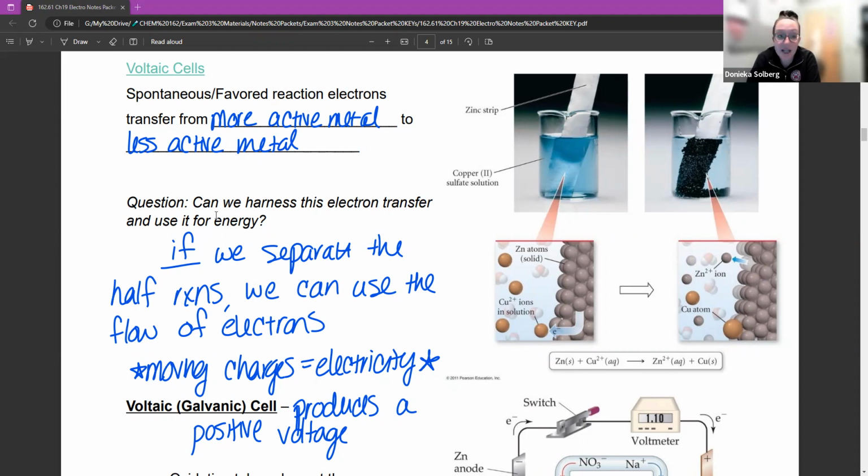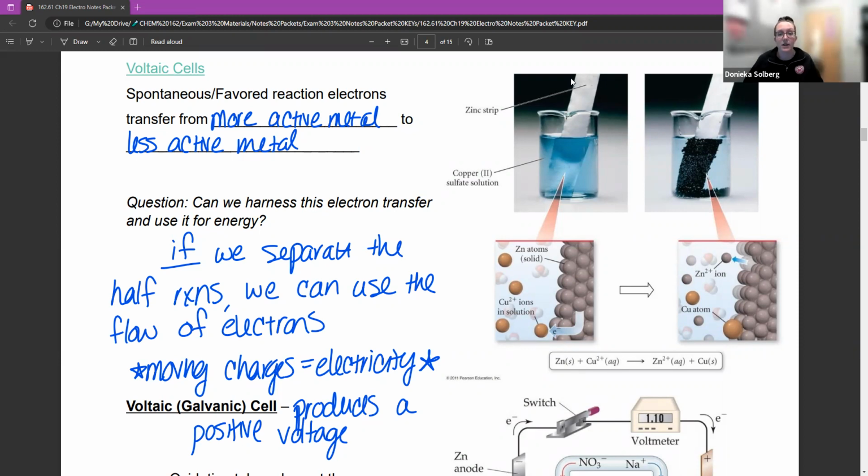So we're looking for spontaneous or favored reactions where the electrons transfer from a more active metal to a less active metal. That is the whole goal of voltaic cells, okay? Because that's going to happen spontaneously. Like that reaction that I used in the first video, if you put a piece of zinc into copper(II) chloride, which is what is going on here, these are going to spontaneously react.